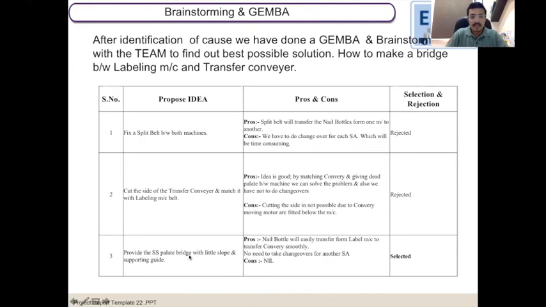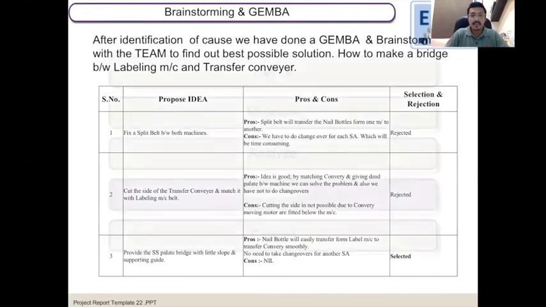What was the idea? Provide the SS plate bridge with little slope and supporting guide. So what were the pros? Nail bottles will easily transfer from the label machine to the transfer conveyor smoothly, and there's no need to take changeover for another sub-assembly, right? So this is what exactly they have picked up. And after the approval of every team member, they've started working on it.